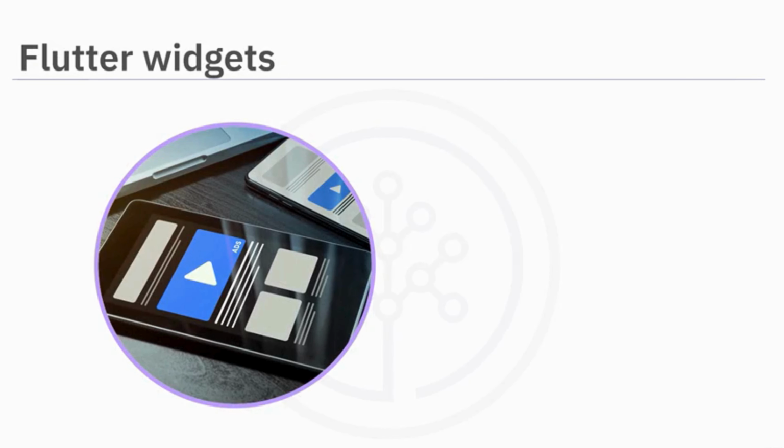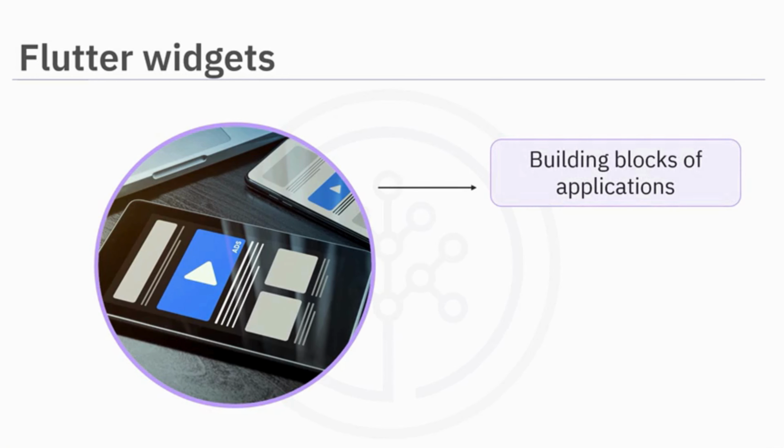In Flutter, everything is a widget. Widgets are the building blocks of a Flutter app's user interface. They define the structure, layout, and functionality of the UI. There are two main types of widgets.